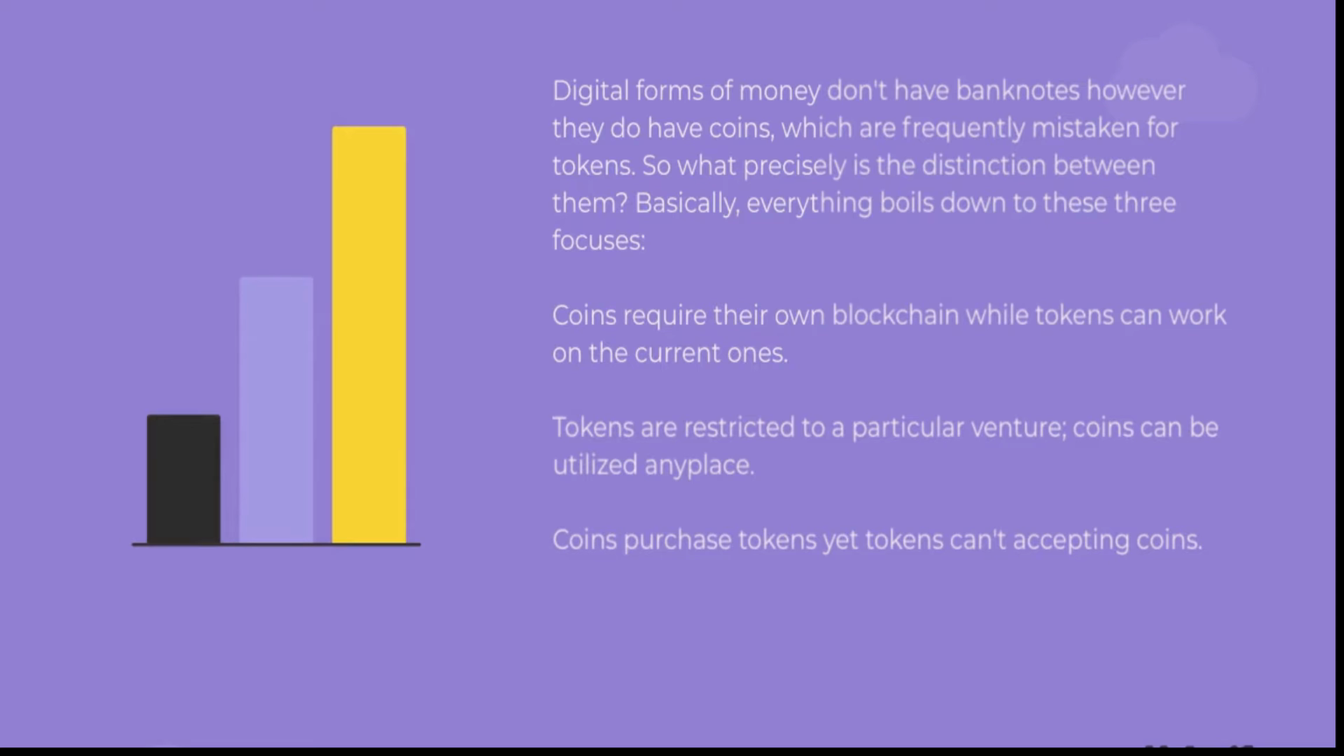Basically, everything boils down to these three points. Coins require their own blockchain while tokens can work on existing ones. Tokens are restricted to a particular project, coins can be used anywhere. Coins buy tokens, but tokens can't buy coins.